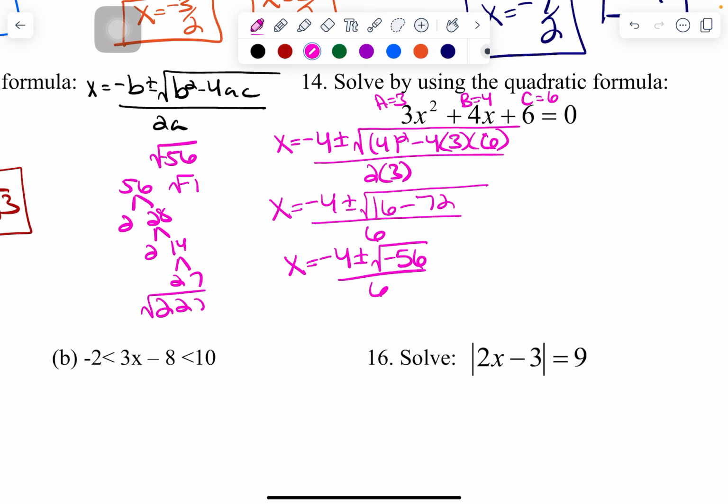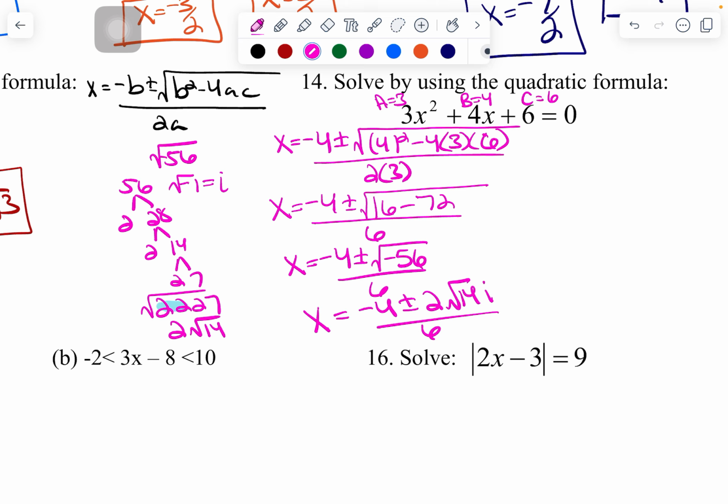So let's see what we got here. We've got 2 times 2 times 2 times 7. So we have a pair of 2s. So that's going to be 2, and then 2 times 7 is 14. And way back up here you had square root of negative 1. That's going to be i. So putting this all together, we've got x is equal to negative 4 plus or minus 2 root 14 i all over 6.